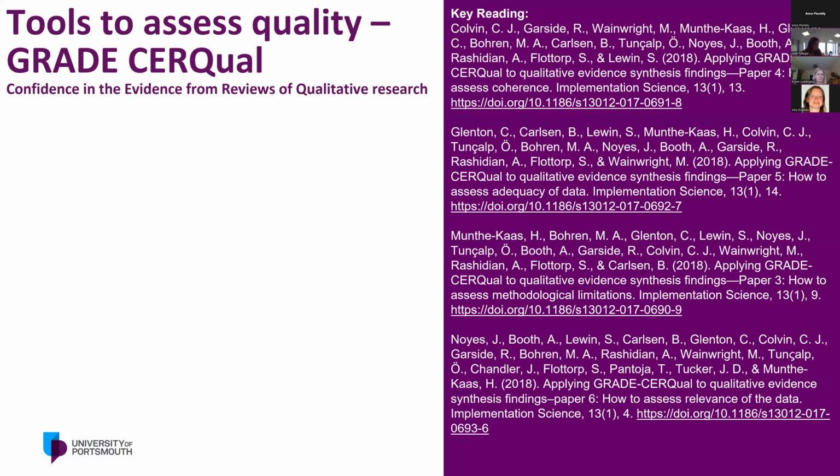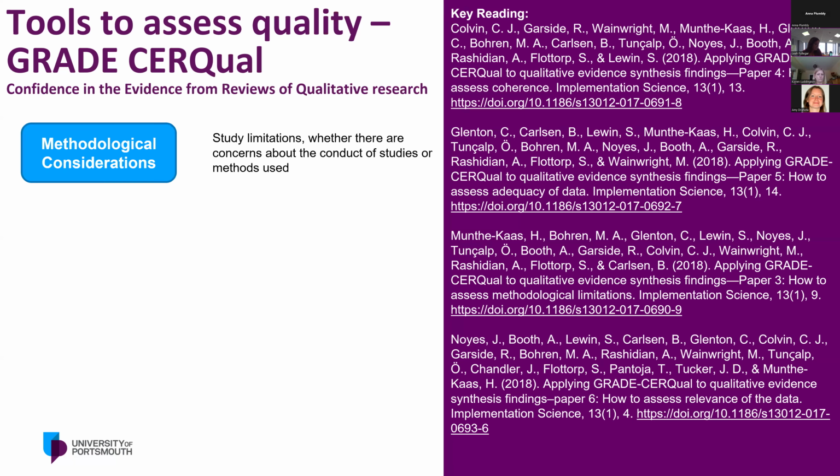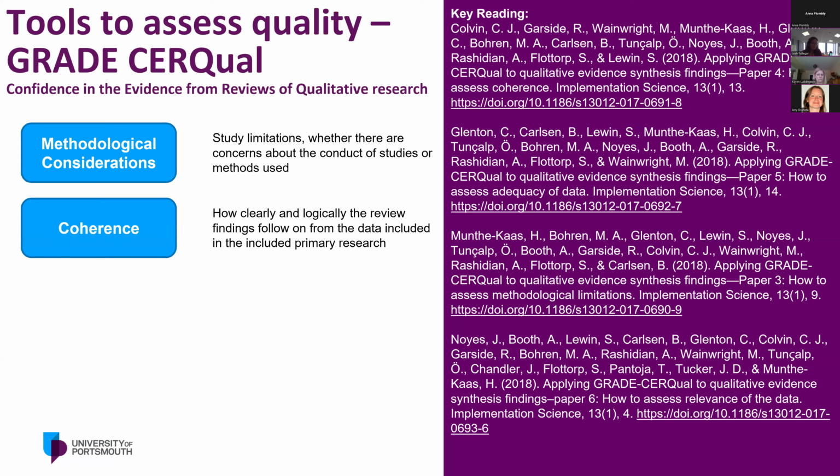So the first domain is methodological considerations. Again, this is about the study limitations, or whether there are concerns about the conduct of the studies or methods used, the ones that you've included. Coherence means essentially how much your findings make sense from the data you've included. So if you have all of your themes, how much does one of your themes directly relate to and make sense from the data that's included?